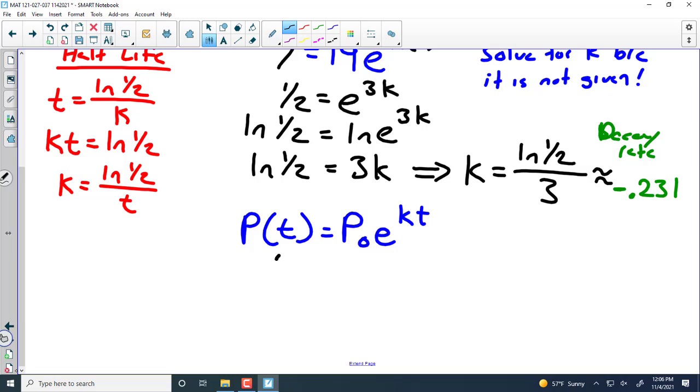So I need to know what P of T is. Do I still know how much I started with originally in the very beginning? Yeah. How much did I start with? 14. Do I know what K is now? Yes, I do. And it wants to know how much I have after 4 years. Do I know how to plug that into my calculator? Yes, I do. So excited about math.